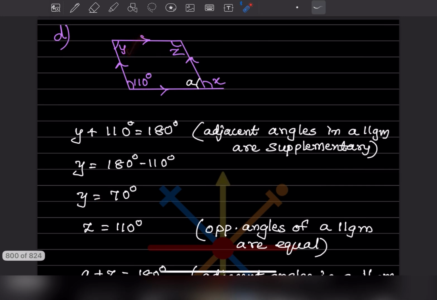So this y is 70, which means this angle also should be 70. So now let us consider, you can put any alphabet over here. I just put here A. You can put anything over here. And later on we'll go for this x. So once we know this A, then x is easy. So now for this one, what we can do here.